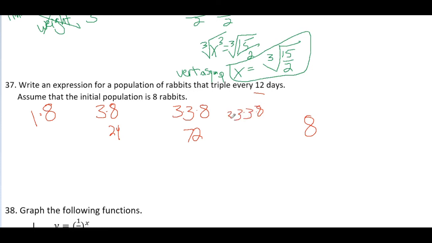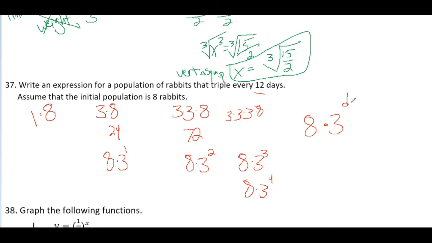So this is actually 8 times 1, and then 8 times 3 to the first power. 3 times 3 is 3 to the second power, so it's 8 times 3 to the second power. This would be 8 times 3 to the third power, and the next would be 8 times 3 to the fourth power. So you see, it's 8 times 3 to the n power. Or we could do d for days: 8 times 3 to the d power.